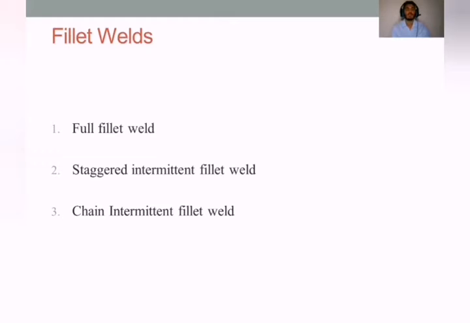Chain intermittent fillet weld refers to two lines of intermittent fillet weld in a lap joint or T-joint, where the welds in one line are approximately opposite those in the other line.